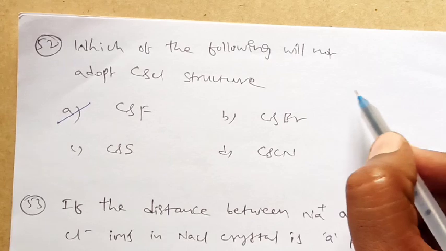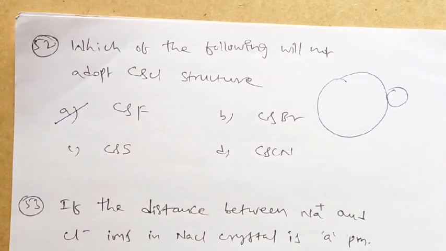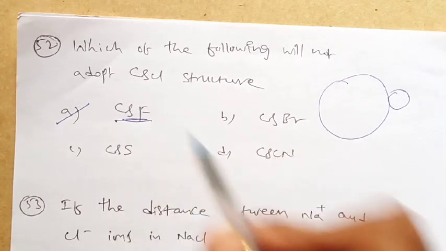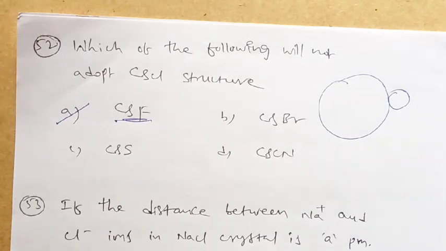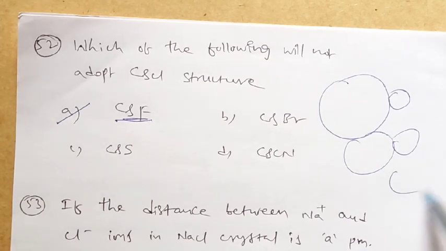What is the reason? Cesium size is like this, fluorine size is like this. Is it okay? But in the remaining cases the sizes are somewhat comparable, but here the size is not comparable. That is why definitely it is not like a CsCl structure. Remaining are somewhat comparable, so Cs versus bromine, Cs versus sulfide, so some comparison is there. Is it okay? Right. Next question, see there.